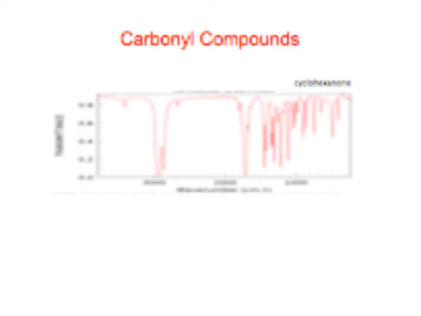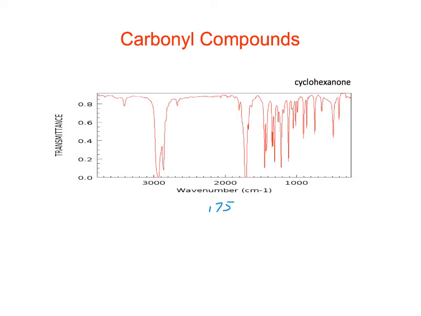Okay, so one of the other really characteristic types of absorptions in IR are the carbonyl stretches. These are usually in the range of 1750 to 1600, and they're very strong. This spectrum is for cyclohexanone.